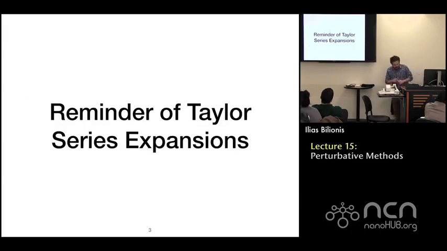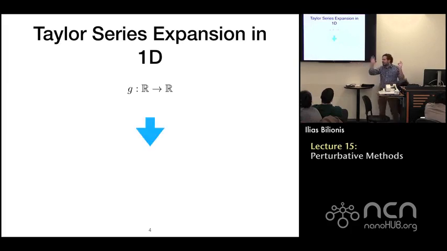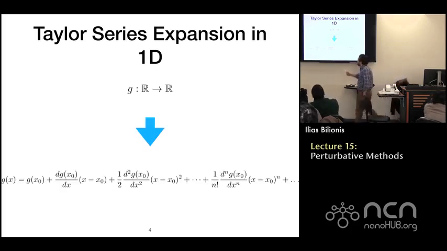Okay, let's start with a Taylor series expansion reminder. In one dimension, imagine we have a function g that goes from R to R, and you pick a point in R, any point you want. Let's pick x naught, and then you can expand g of x as g of x naught plus the gradient of g at x naught times x minus x naught plus 1/2 the second derivative of g at x naught times x minus x naught squared plus whatever. Do you remember this?